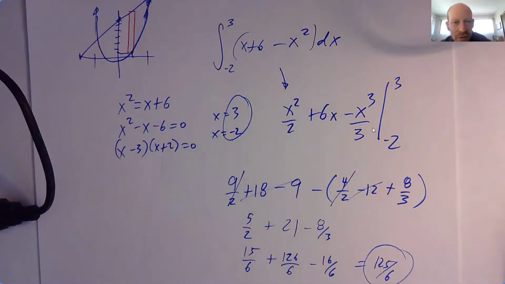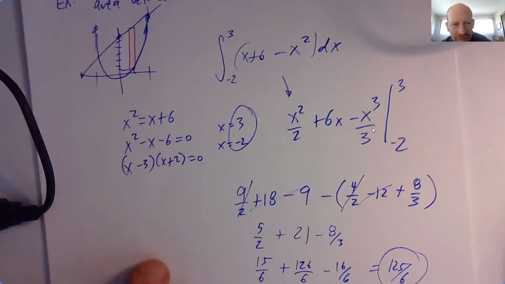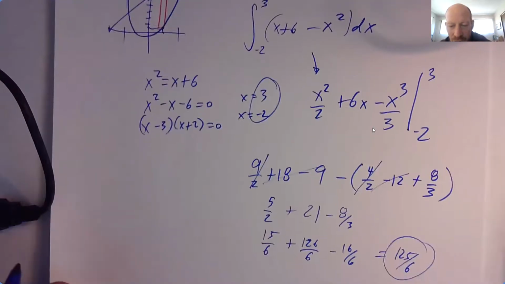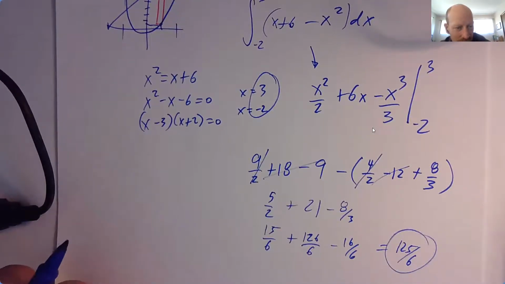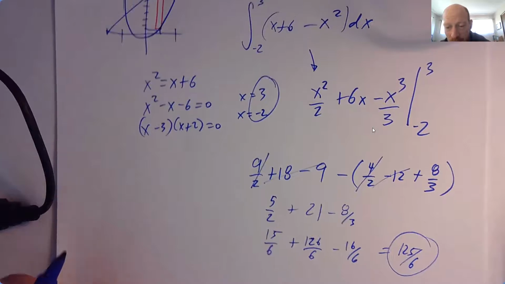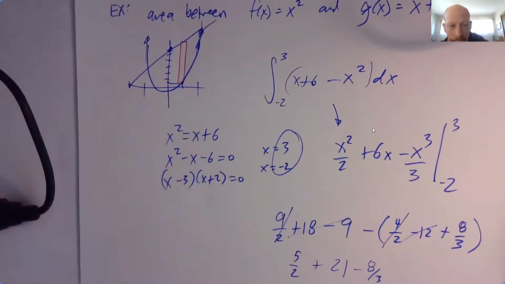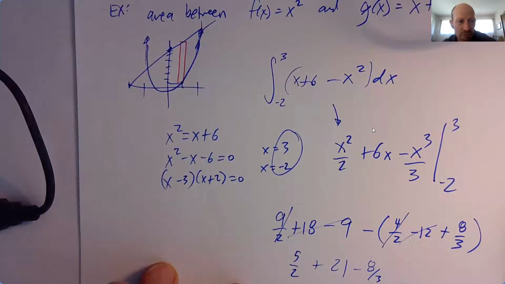Now, that value, I can't look at the graph and tell you if it makes any sense or not. It's hard for me to estimate areas. So I don't know whether 125/6 is likely or not, but that is the answer we're looking for in this case. Okay, so hopefully that part so far seems relatively straightforward.